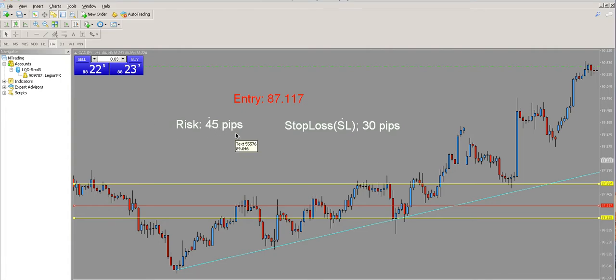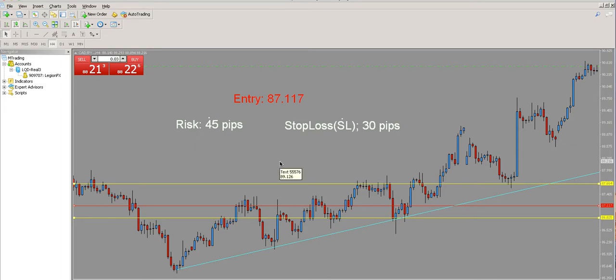What lot size should I use in order to leverage my account correctly, not over leverage, but also be able to have an expected drawdown? So you can expect to see 40 to 45 pips of drawdown with this trade. You should use your lot size according to that. So if you put a 0.1, you can expect to see negative $45 of drawdown potentially on this trade.